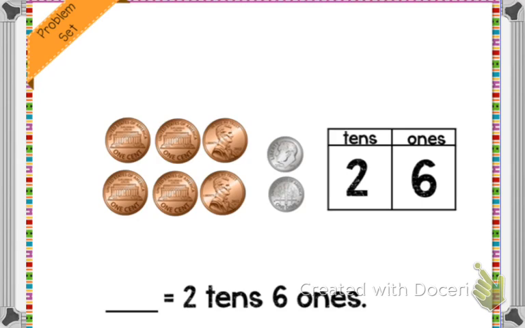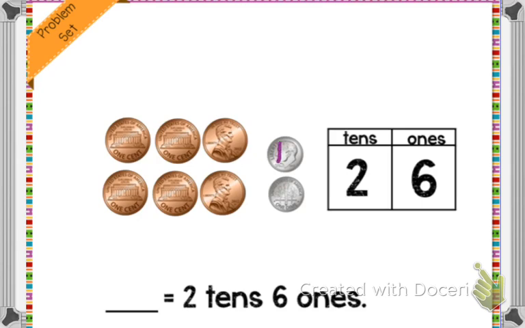Now I have 3 different types of problems that you may see in this lesson that I'm going to show you on this video. On this first part, they have a picture, a place value chart, and there's a sentence or a statement at the bottom. Now first, we can use that place value chart to help us know what our number is.